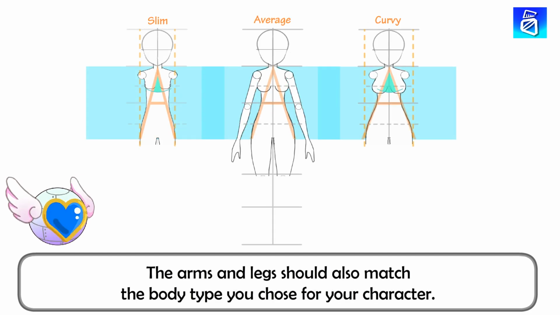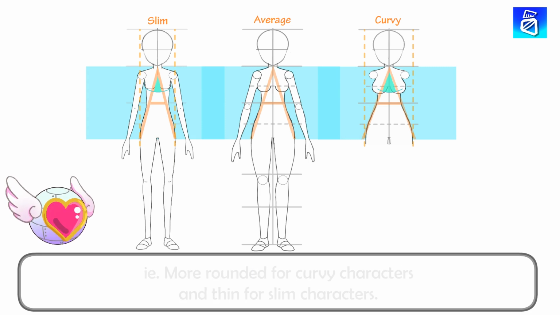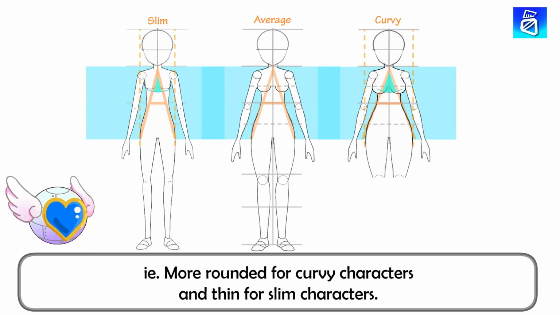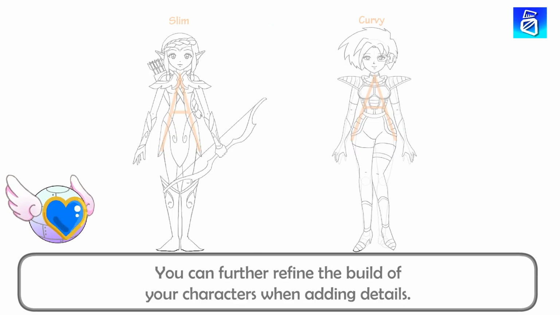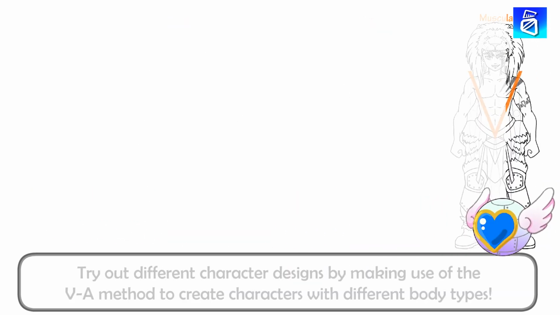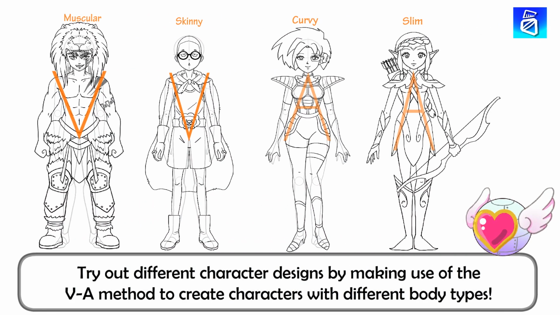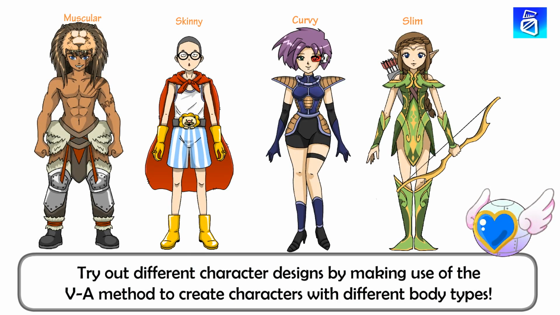Finally, the arms and legs should also match the body type you chose for your character. That means more rounded limbs for curvy characters and thin arms and legs for slim characters. You can further refine the build of your characters when adding details. Try out different character designs by making use of the VA method to create characters with different body types.